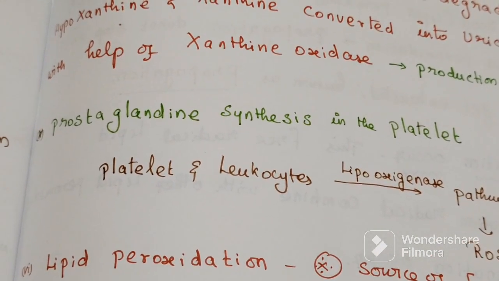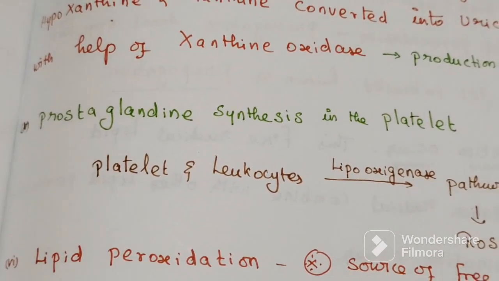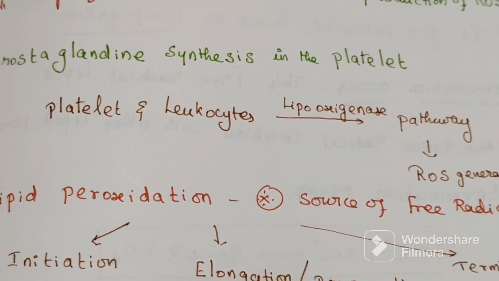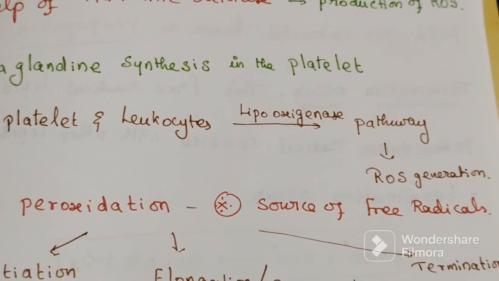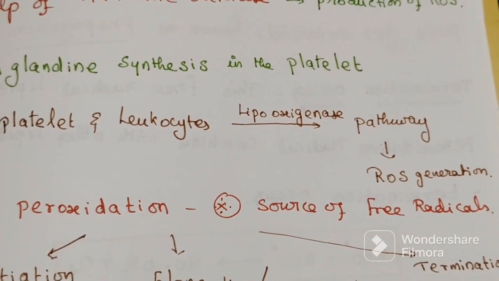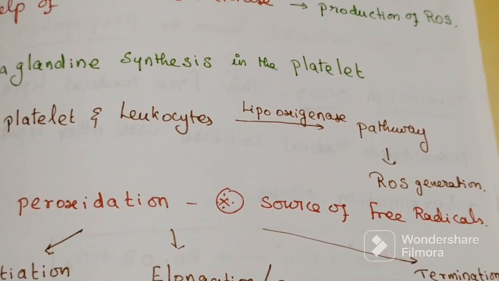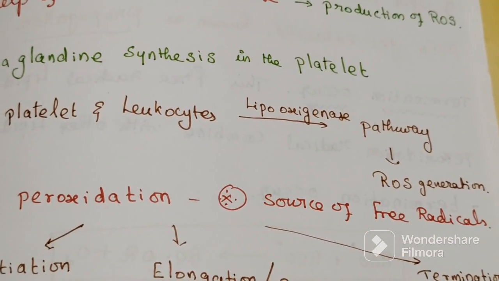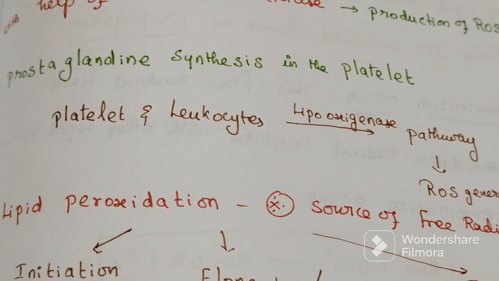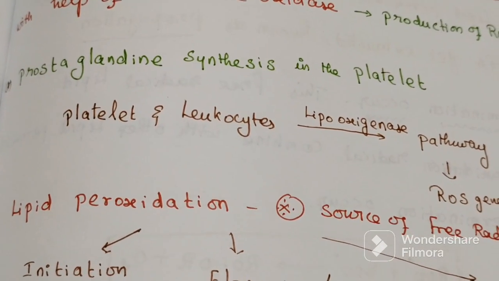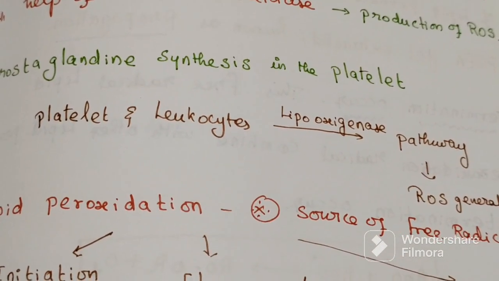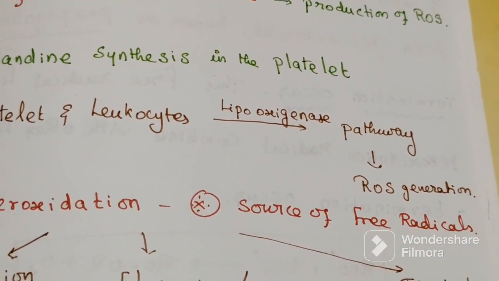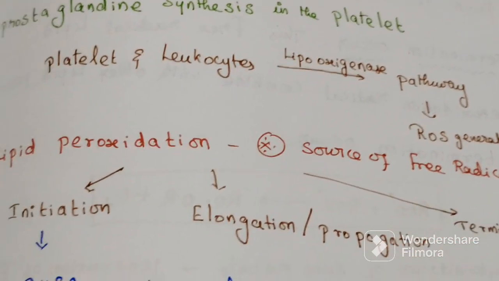Next, prostaglandin synthesis in the platelet. In platelets and leukocytes, in the lipooxygenase pathway, there is generation of reactive oxygen species, ROS.